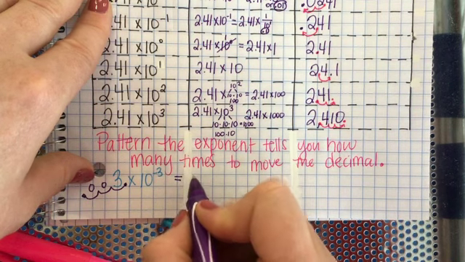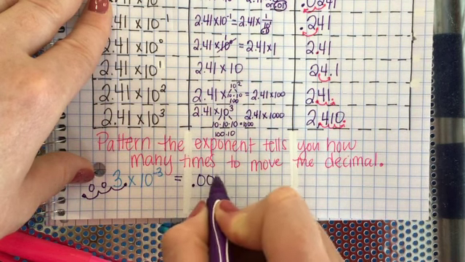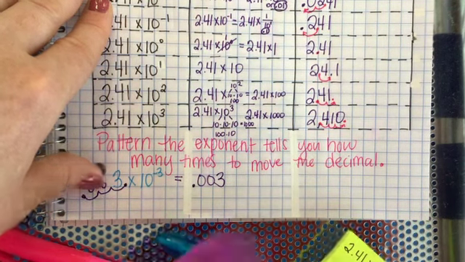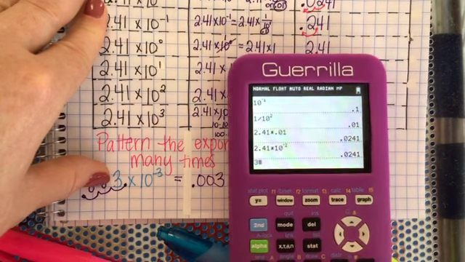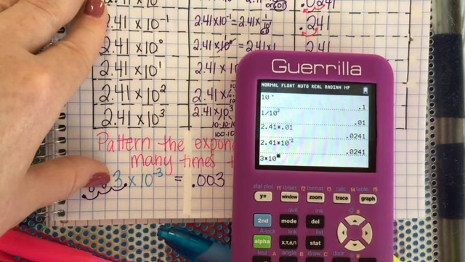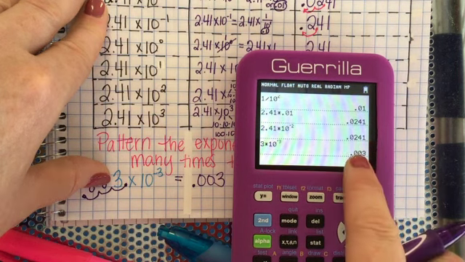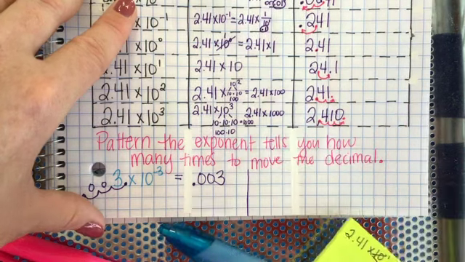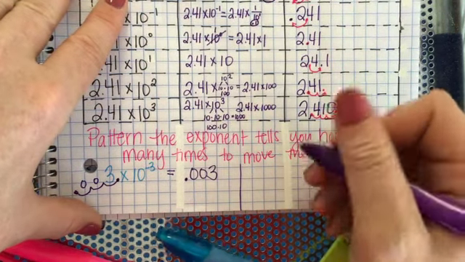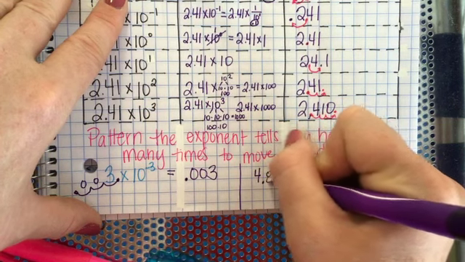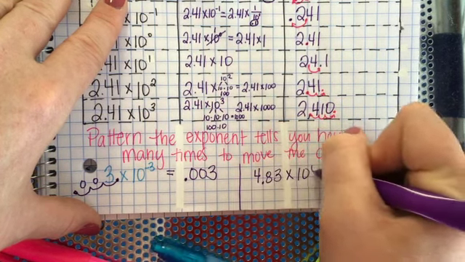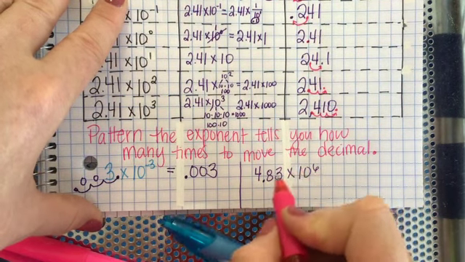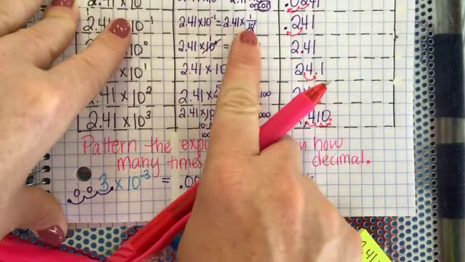So the answer here is 0.003. I can type in 3 times 10 caret negative 3, and it's going to give me 0.003. Let's do one with a positive number just to make sure. So now if I have 4.83 times 10 to the 6th, I need to move it 6 times. This is not a negative. I'm not multiplying by a fraction here.